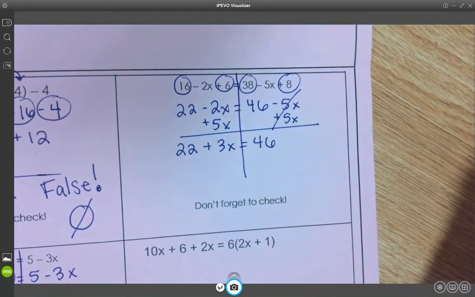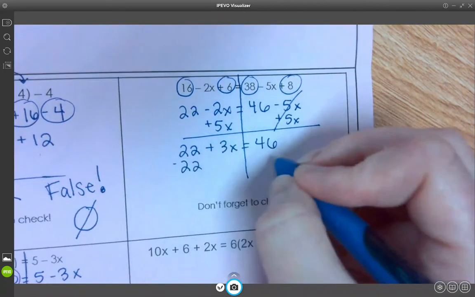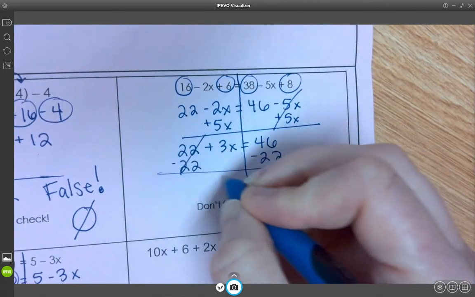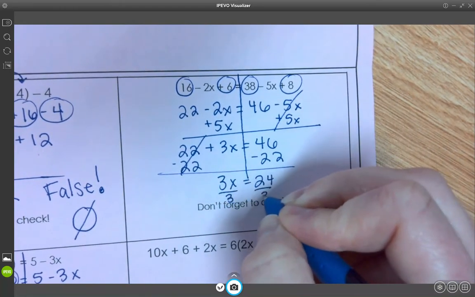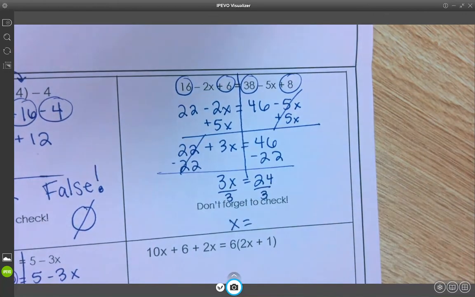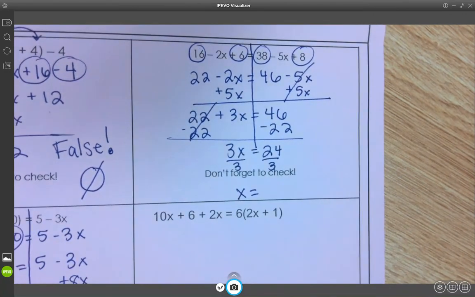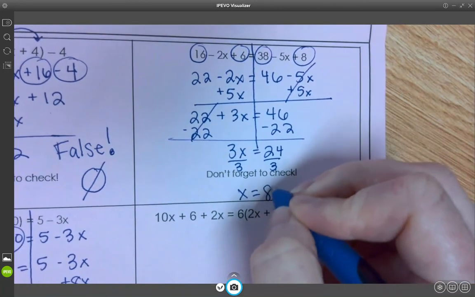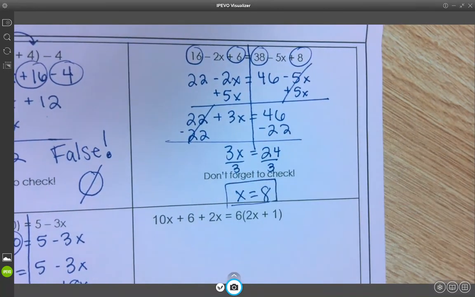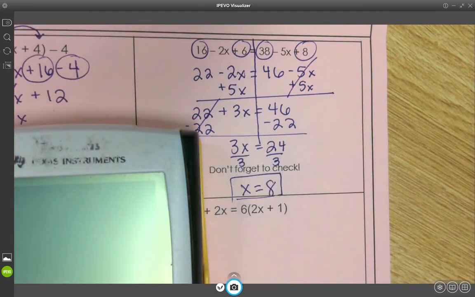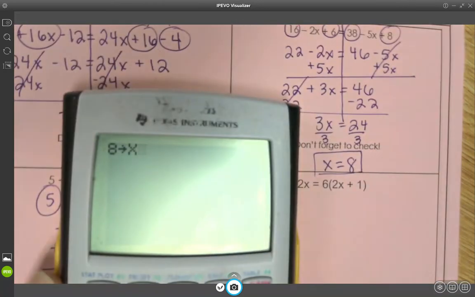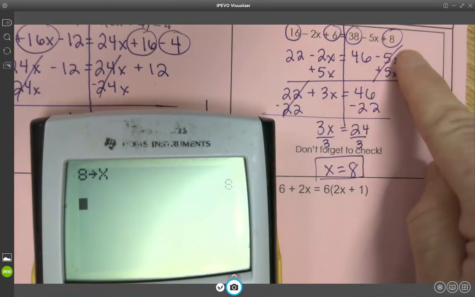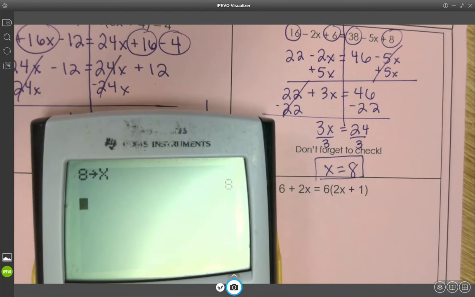And so now it's a simple problem once you've simplified and moved it. So we need to subtract 22 on both sides. X is 8 again. So make sure you put 8 store X. And then you can put this in. I need y'all to all check it.